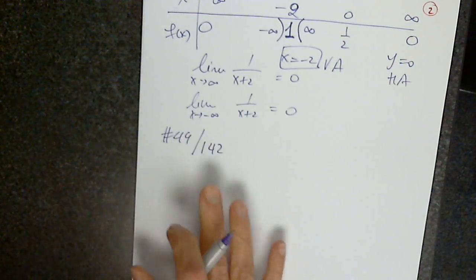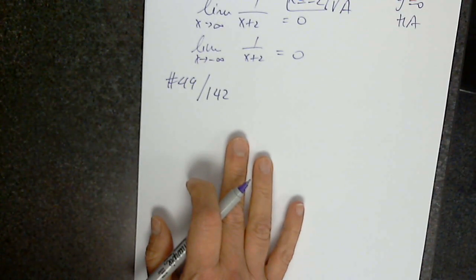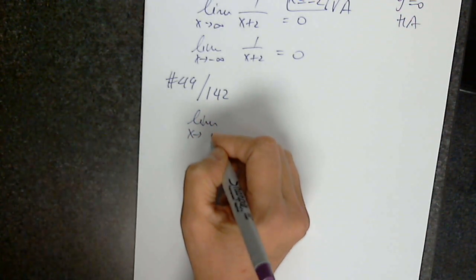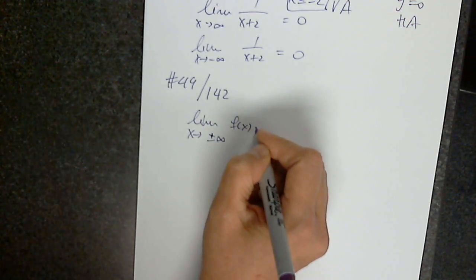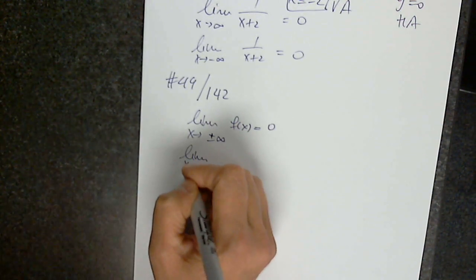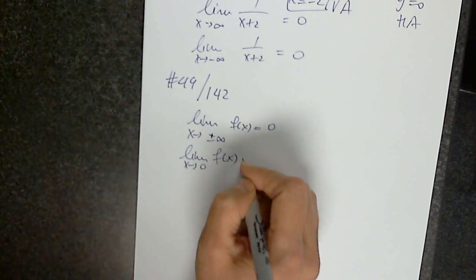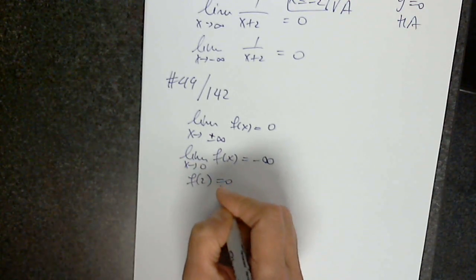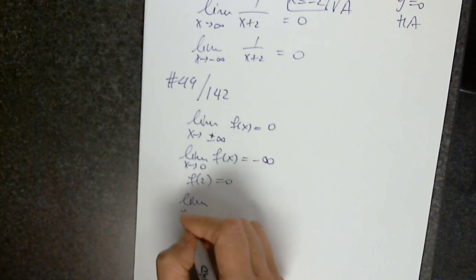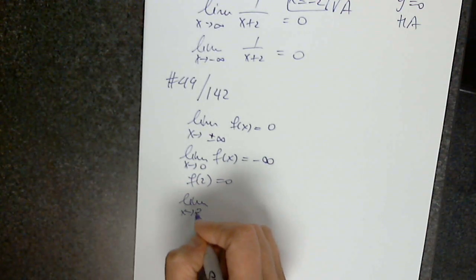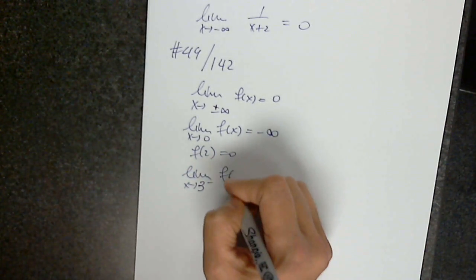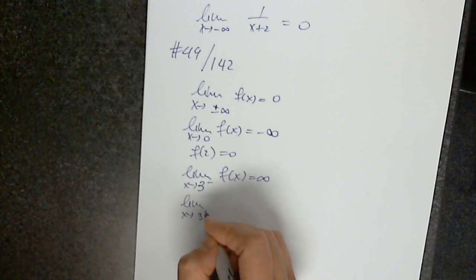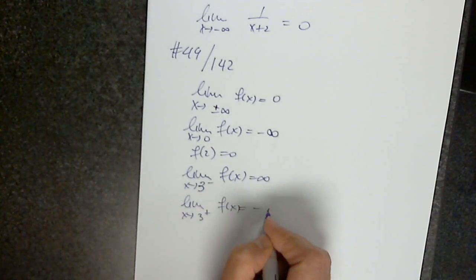49 on page 142. Find a formula for a function f that satisfies the following conditions. The limit as x approaches plus or minus infinity of f of x is 0. The limit as x approaches 0 of f of x is -infinity. f of 2 is 0. The limit as x approaches 3 from the left of f of x is infinity. And the limit as x approaches 3 from the right of f of x is -infinity.